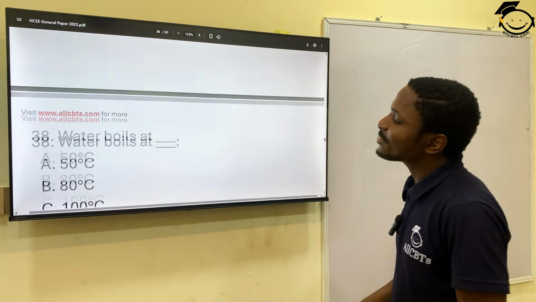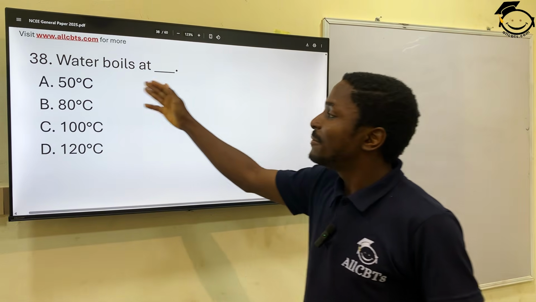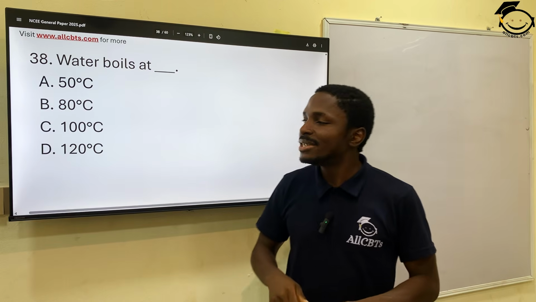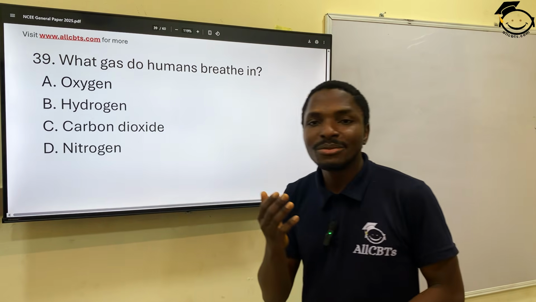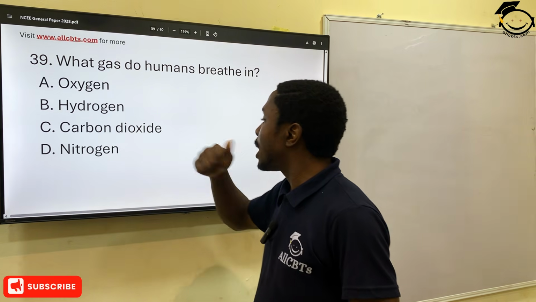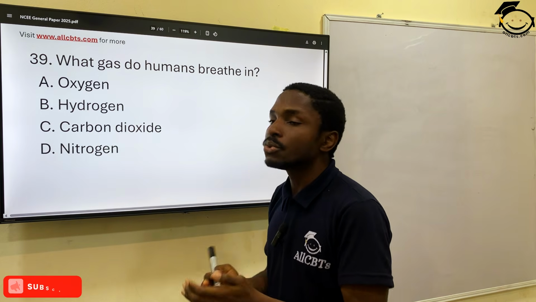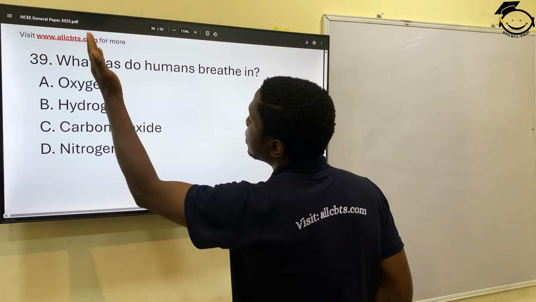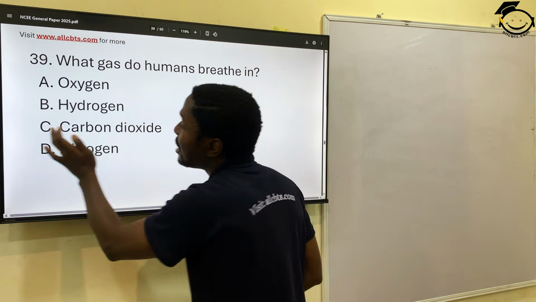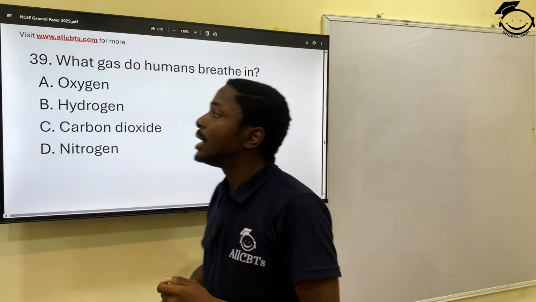38. Water boils at what degrees? 50, 80, 100, 120. 100 degrees Celsius. Okay, 39. What do we breathe in? We have oxygen, hydrogen, carbon dioxide, nitrogen. Okay, you must have been taught in school. So humans breathe in oxygen and breathe out carbon dioxide. Plants breathe in carbon dioxide and breathe out oxygen. So oxygen is the correct answer.